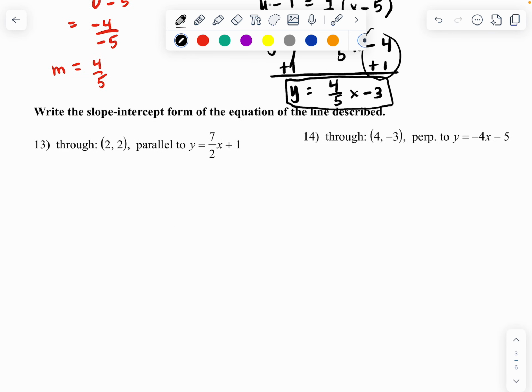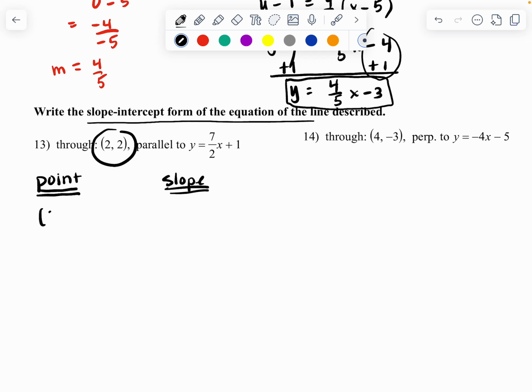Okay, 13 and 14. So it's the same instructions. Write the slope-intercept form of the equation of the line described, okay? So every time you want to write the equation of a line, you need two things. I need a point and I need a slope. So let's see what they gave me this time. Okay, did they give me a point? They sure did. They gave me only 1 point, so that's the one I got to pick, right? This is my x1, y1. Now, I need to find the slope, okay?